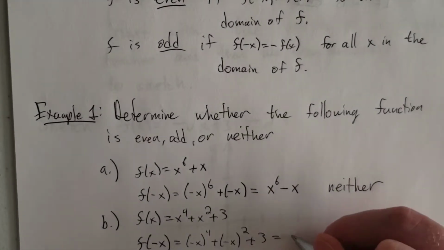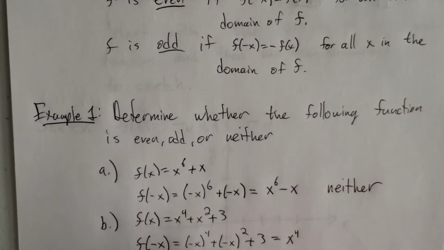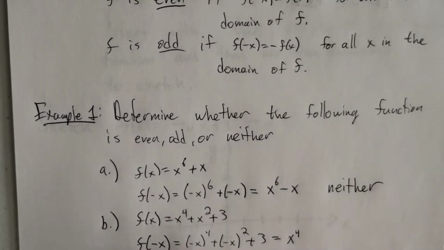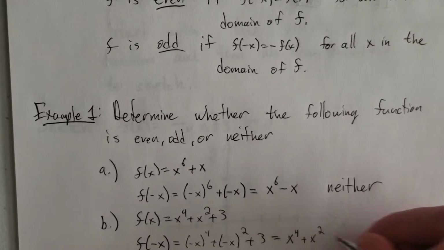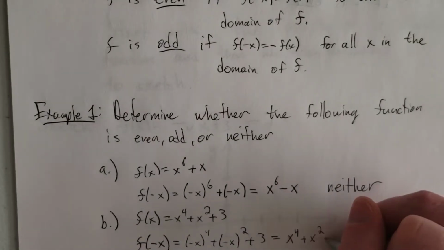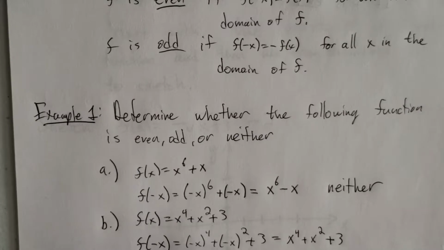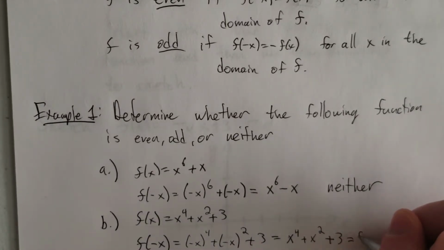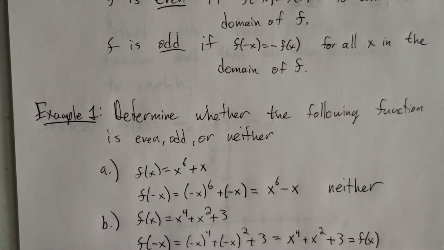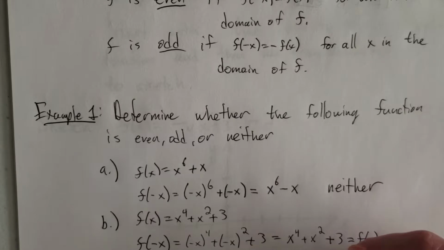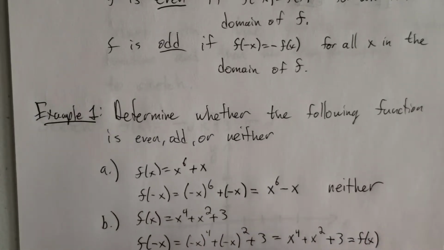Negative x to the 4th is the same as positive x to the 4th, because again we're multiplying an even number of times. Same thing for negative x squared. This is the same as positive x squared. And then of course we just still have plus 3. Well, this is our original function, f of x. So this tells us that f of x equal to x to the 4th plus x squared plus 3 is an even function.